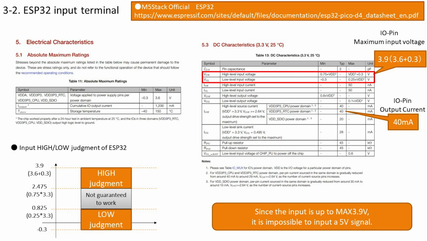Move on. Check the precautions of ESP32. The maximum input voltage that can be handled is 3.9 volts. There are other important specifications, so please refer to them.